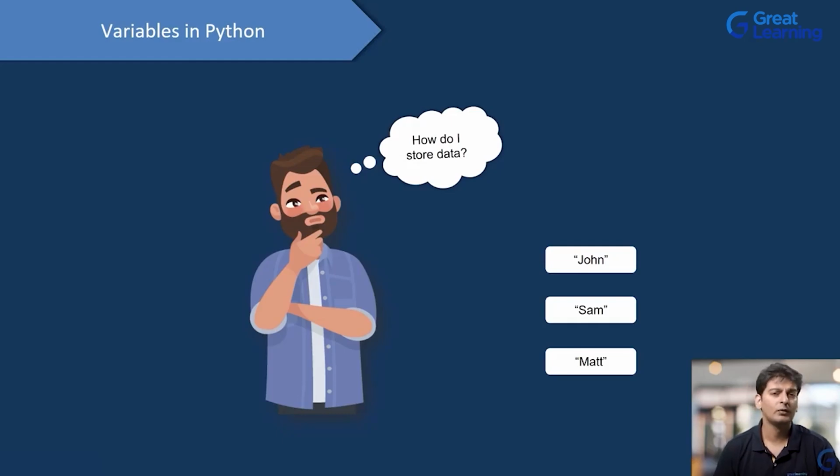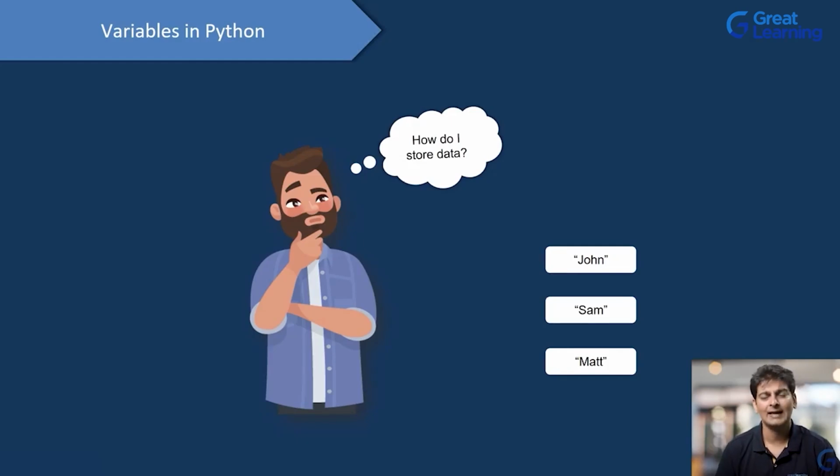So let's say you have to store the names of all of the students present in a classroom. Let's say the names are John, Sam, Matt, Bob, Anne, Julia, and so on, and you have 50 such names. You have to store all of these names somewhere. So how do you do it? Well, all you have to do is take a variable and store all of these names in a variable.